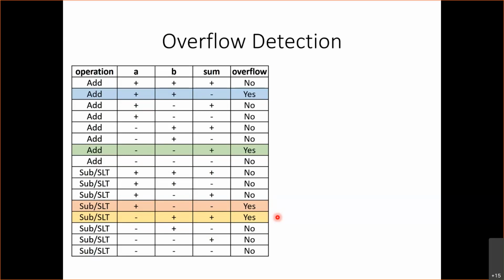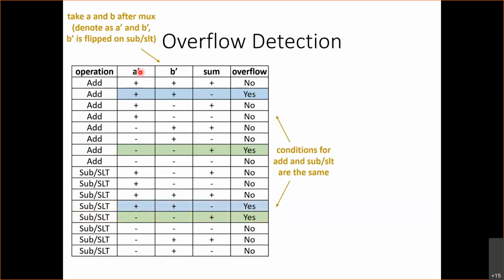So what I would like to do is detect if I have any of these four cases. Now, to make things a little easier, rather than looking at A and B, I'm going to look at A and B after the inverters, right? Because we said that subtraction is going to be A plus not B. So I'm going to look at A prime and B prime, where A prime and B prime are A and B after the multiplexer.